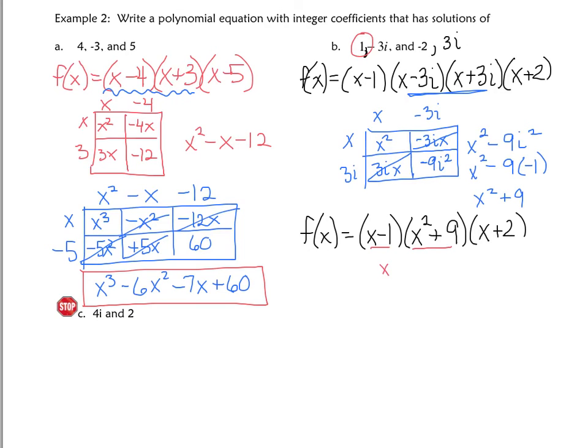So I'm going to take x minus 1 and multiply it by x squared plus 9. So I'll do the little box, and I get x to the third minus x squared, a positive 9x, and a negative 9. Notice there are no like terms there, so this is just going to be x cubed minus x squared plus 9x minus 9. And I'm not done yet because I still have that x plus 2 hanging out at the back end, so I multiply the first two together, and I'm going to multiply that x plus 2 in there.